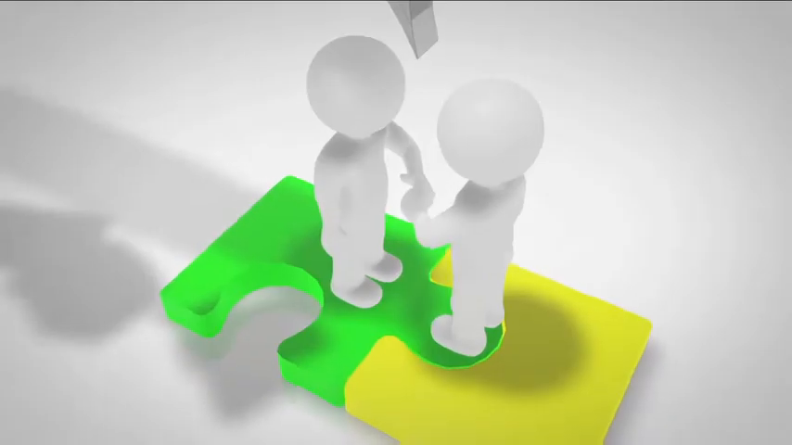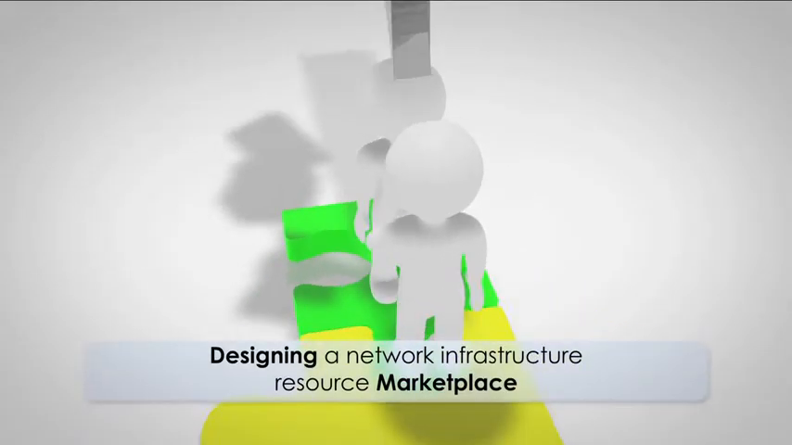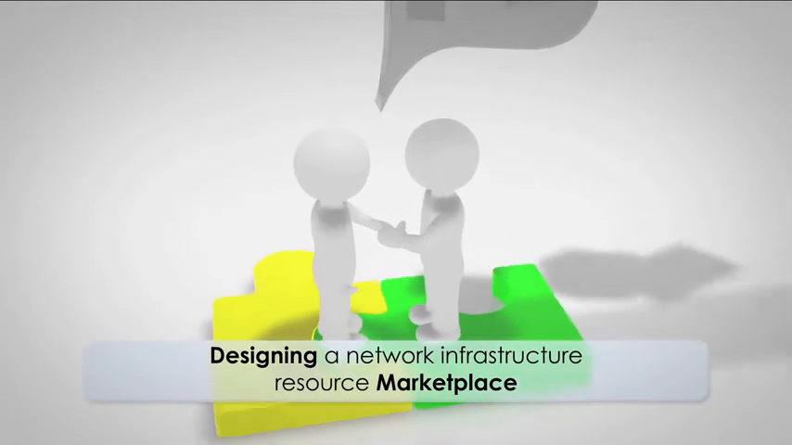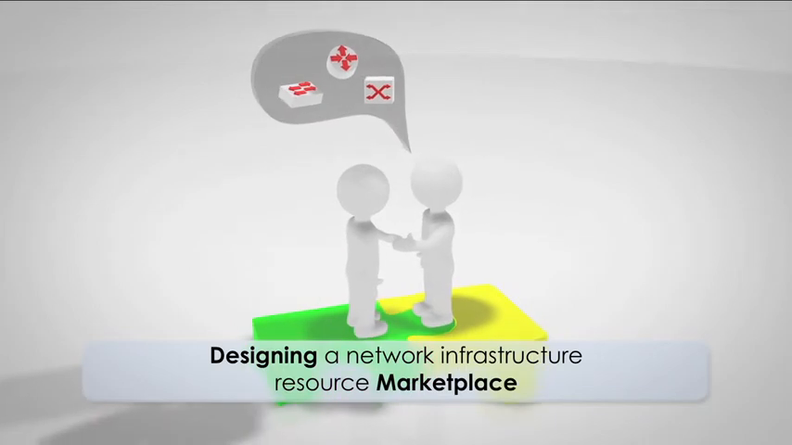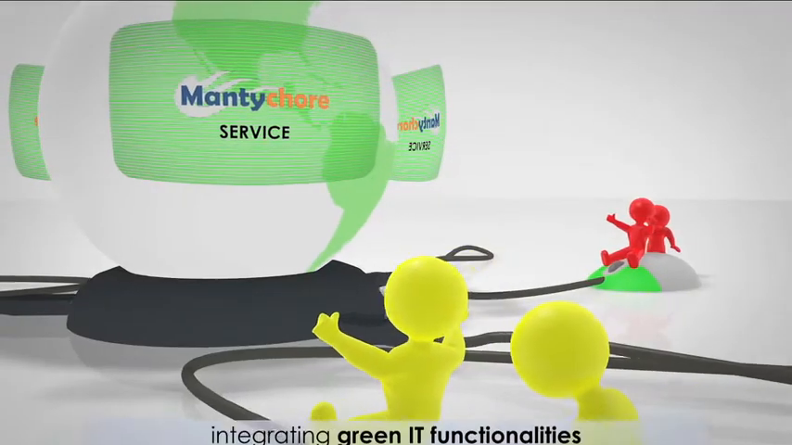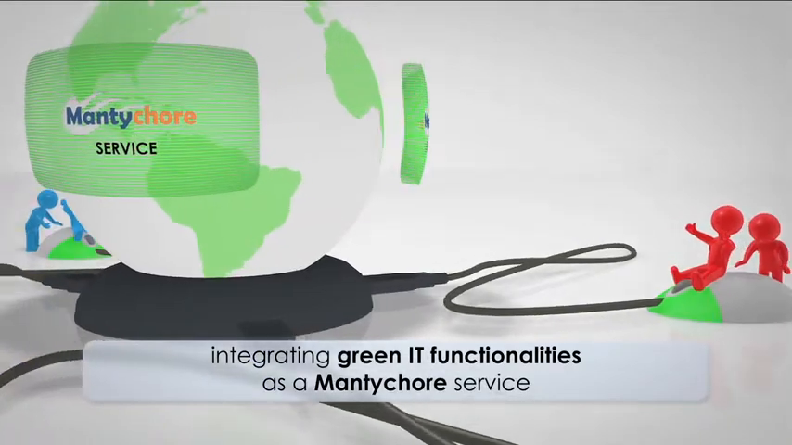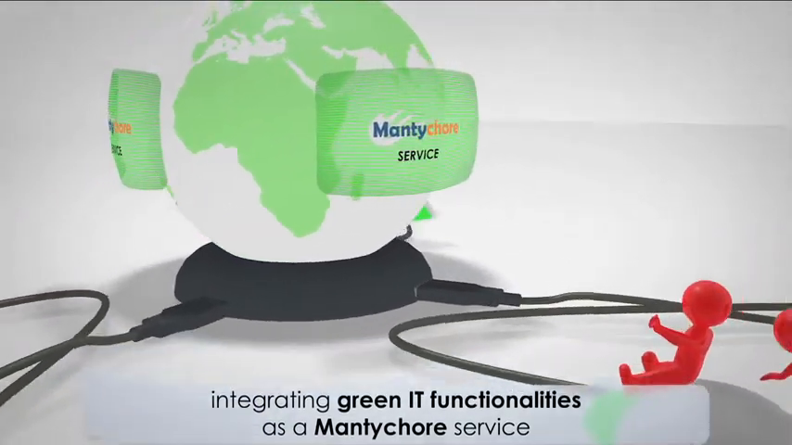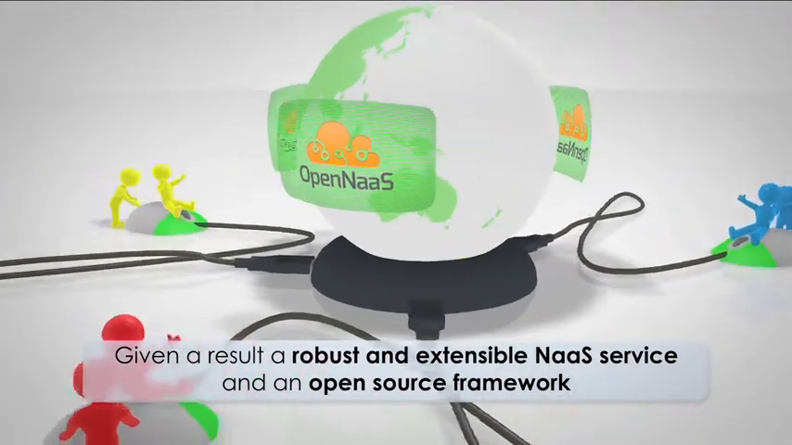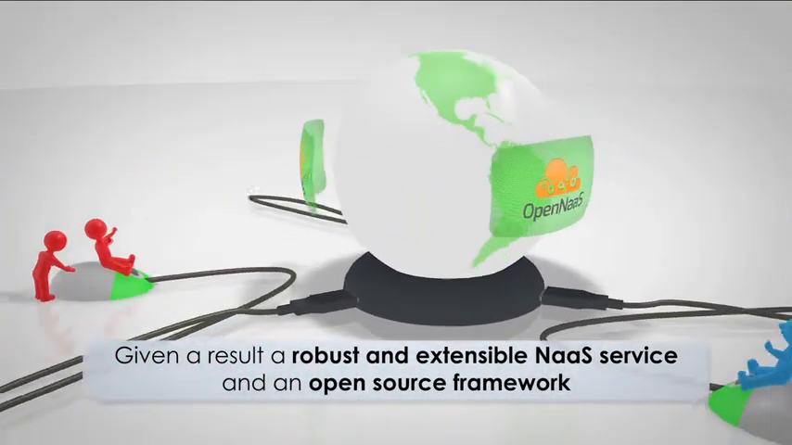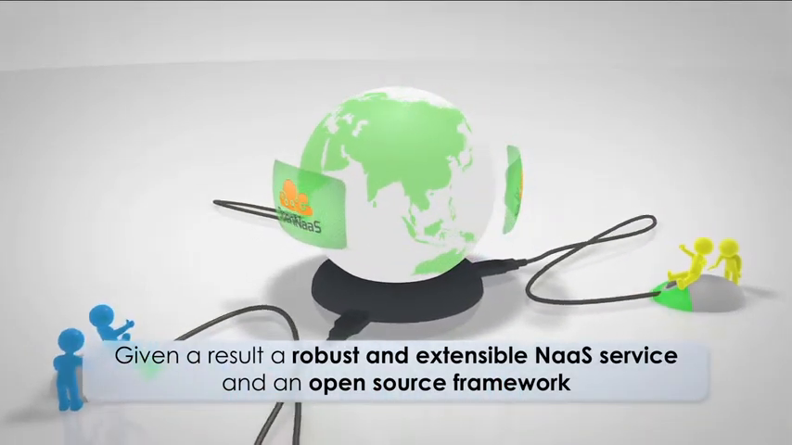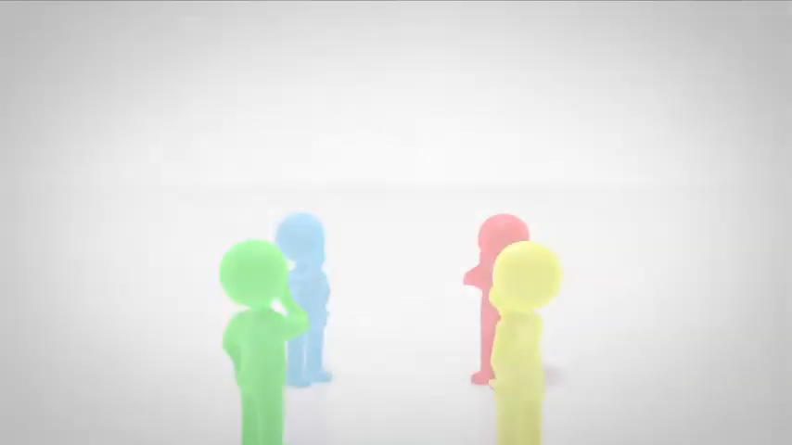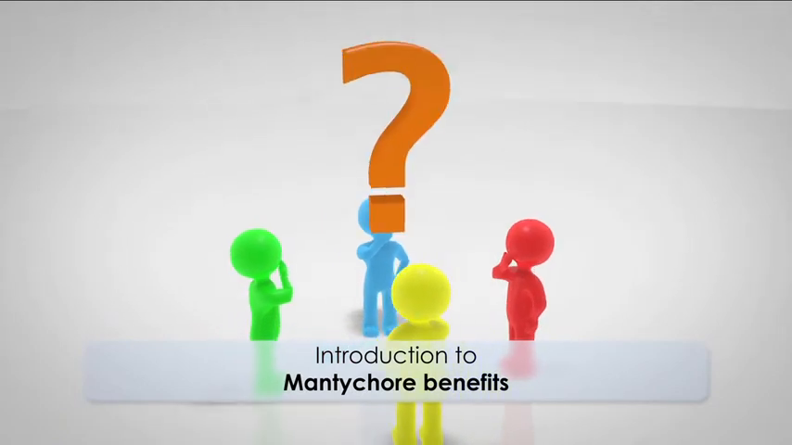Results. In order to go a step further and identify novel services, Mantychore has 2 main research activities. One based on designing a network infrastructure resource marketplace, and another based on integrating green IT functionalities as a Mantychore service. Given as a result a robust and extensible NAS service and an open source framework that allows several stakeholders to contribute and benefit from a common NAS software stack called OpenNAS. Mantychore benefits. Which are the benefits of using Mantychore and OpenNAS?